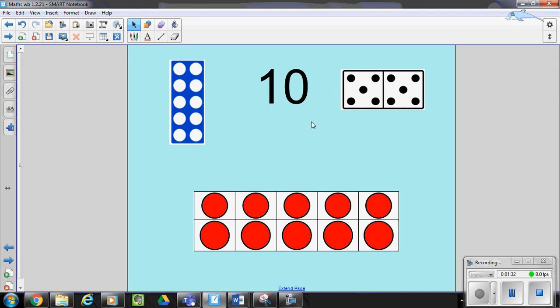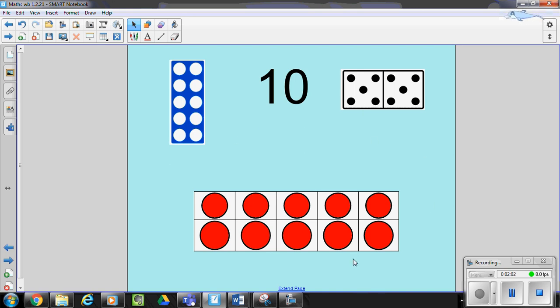Today, we are going to be looking at number 10. So we have got our Numicon piece of 10. We've got a 5 and a 5, or a 2, a 2, a 2, a 2, and a 2. Also got our domino. What can you notice about the domino? That's it. Our domino has got 5 one side and 5 the other side. And all together, we have 10 spots on the whole of our domino.